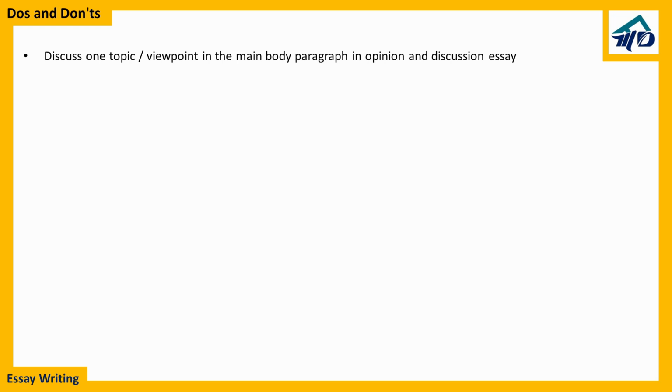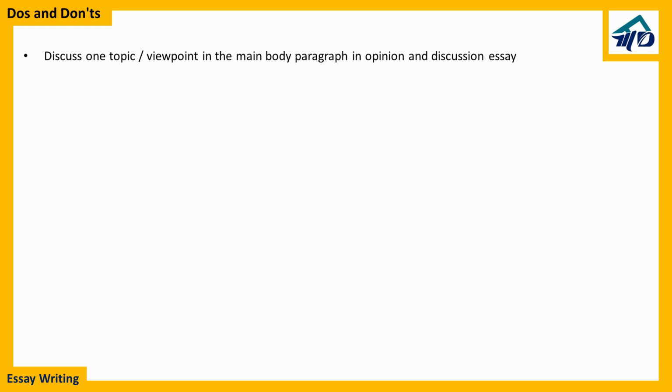But the requirement is that you have to justify, you have to support your viewpoint. So what happens when students start discussing two ideas, they start giving two reasons for something, then they do not discuss any reason or any idea in detail, so it affects their score. So discuss just one idea or viewpoint in the paragraph.